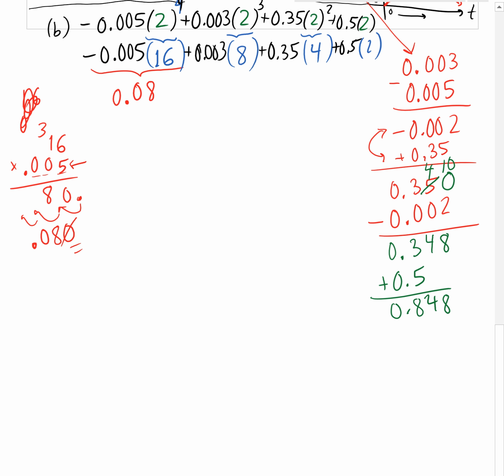So that's that one. How about the next one? It's going to be a little easier. And think about the one down here too. It's 8 times 0.003.